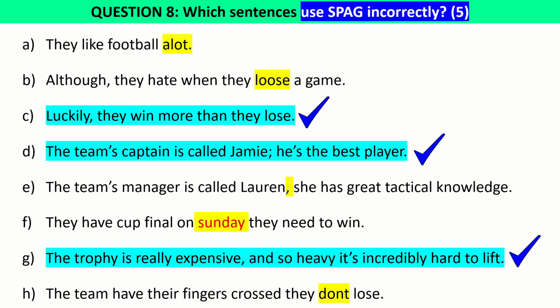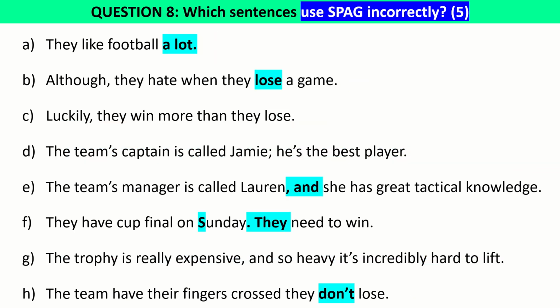The yellow one, again, that's a common mistake. "A lot" is 2 separate words. They've used the wrong lose. It should be "lose a game", not "loose a game". Sunday needed a capital letter. E was a comma splice, and H needed an apostrophe on "don't". So it should not have been this. It should have been that.